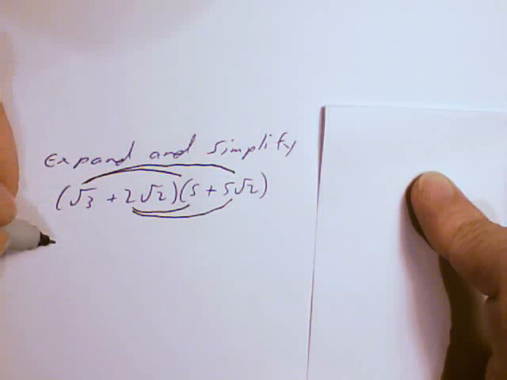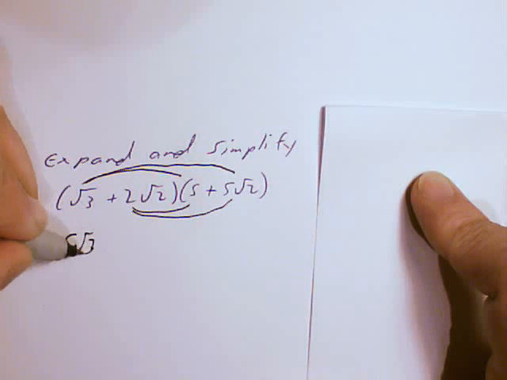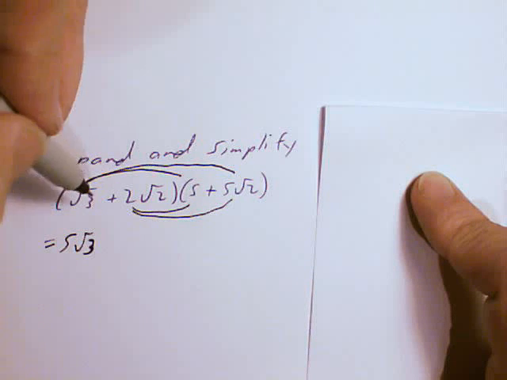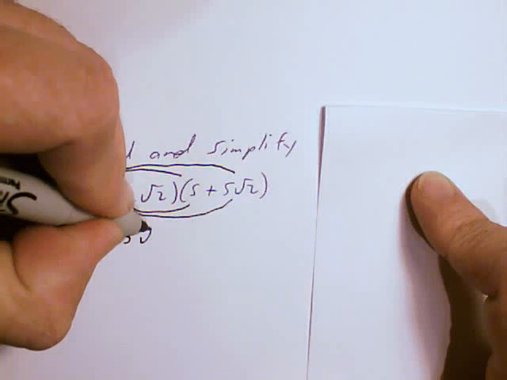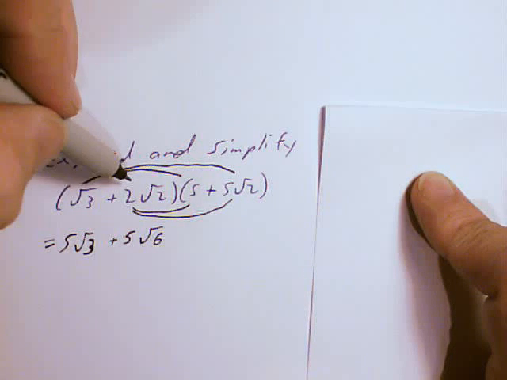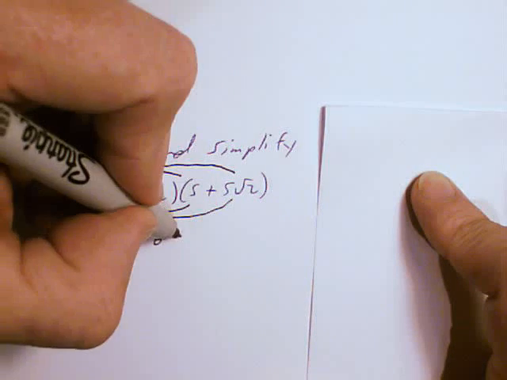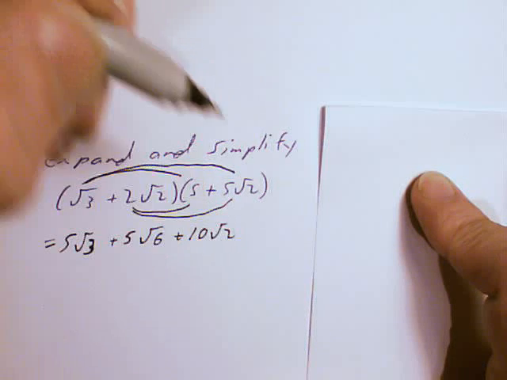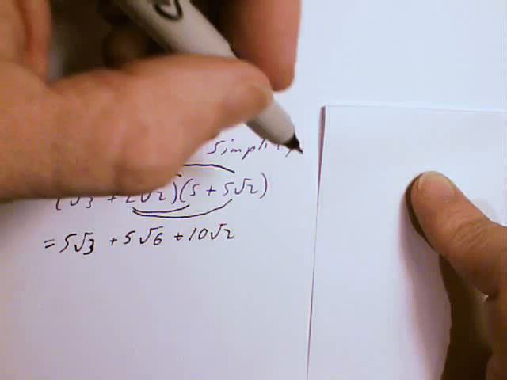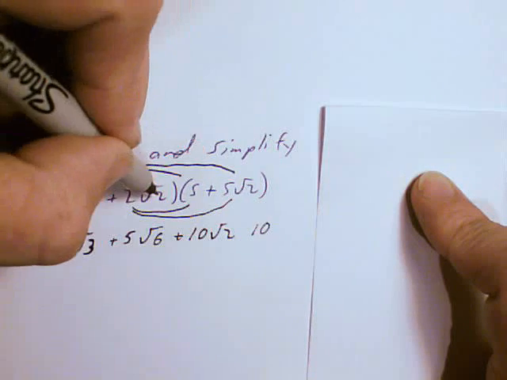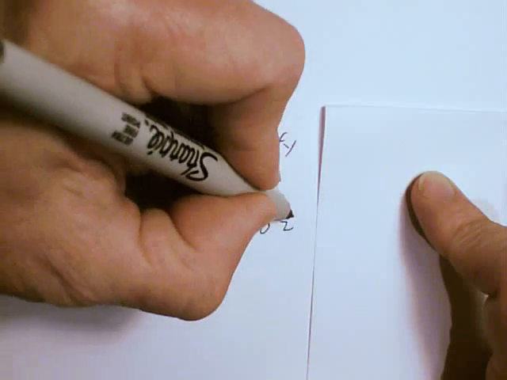Root 3 times 5 is 5 root 3. Root 3 times 5 root 2 is 5 root 6. 2 root 2 times 5 is 10 root 2. And then 2 root 2 times 5 root 2 is 10 times 2, which is 20.